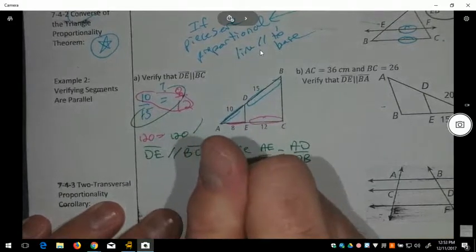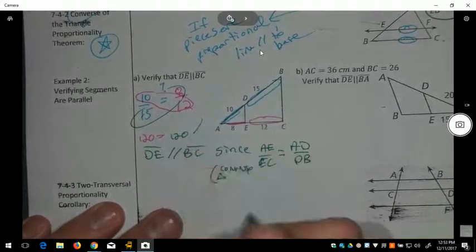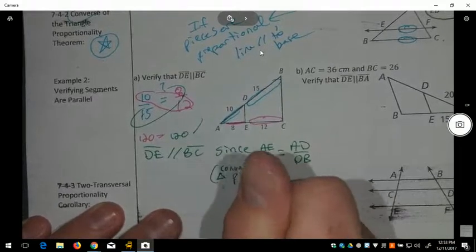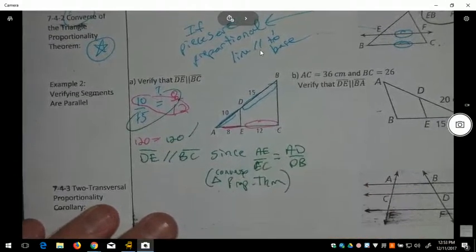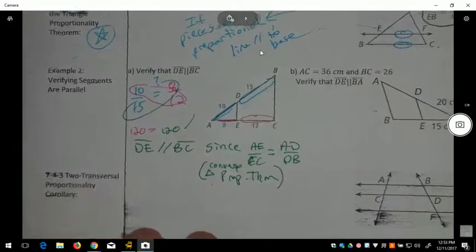Converse of triangle proportionality theorem.